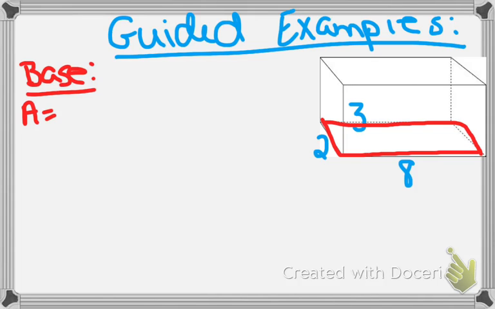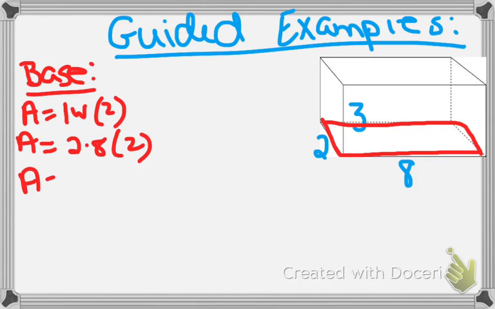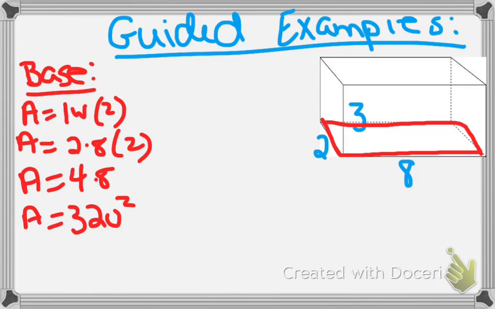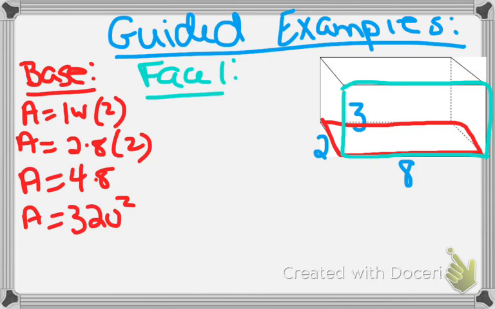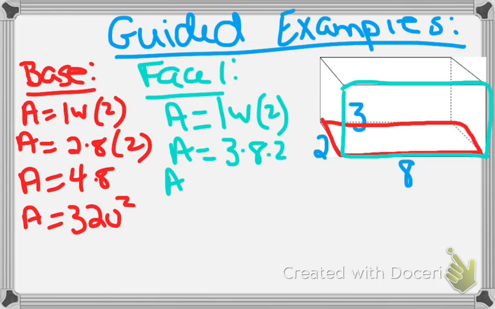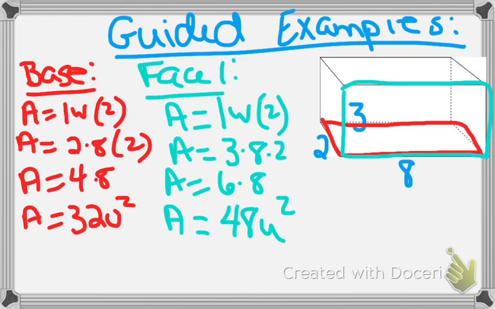To do that, we use the formula area equals length times width times 2 and substitute in 2 and 8. Area equals 4 times 8, or 32 units squared. Next is face 1. We use the same formula as before, length times width times 2, and substitute in area equals 3 times 8 times 2, or area equals 6 times 8, which is 48 units squared.